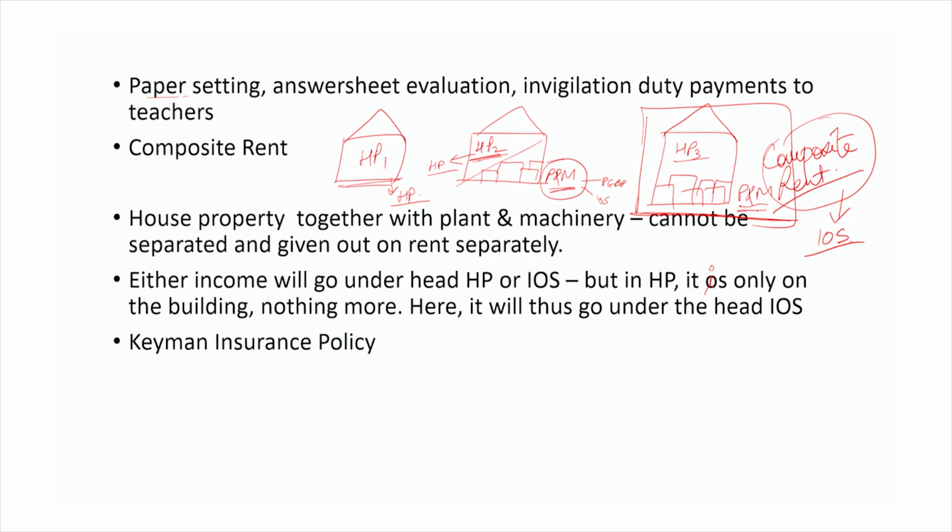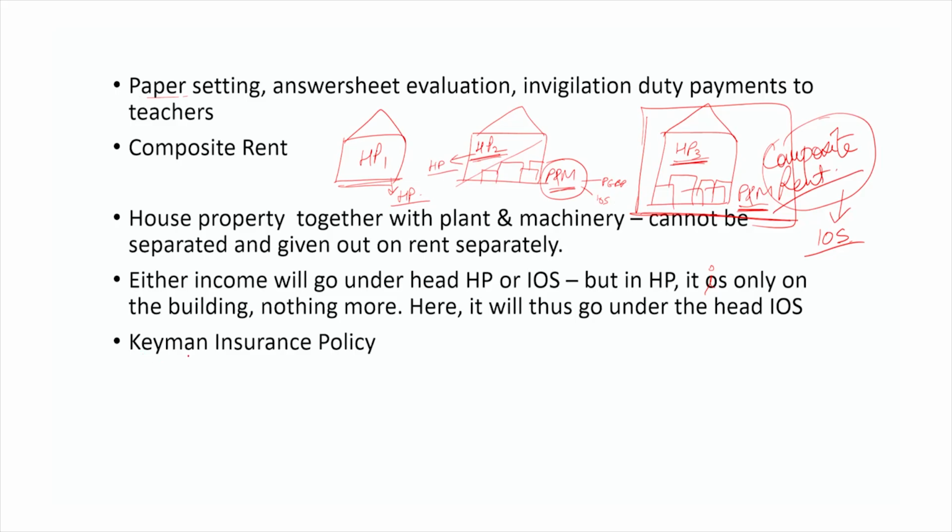Why? Because you are not able to detach the two, right? You're not able to give out your plant and machinery on rent separately from the building. And so now what you're getting is a composite rent, rent of building and plant and machinery put together.